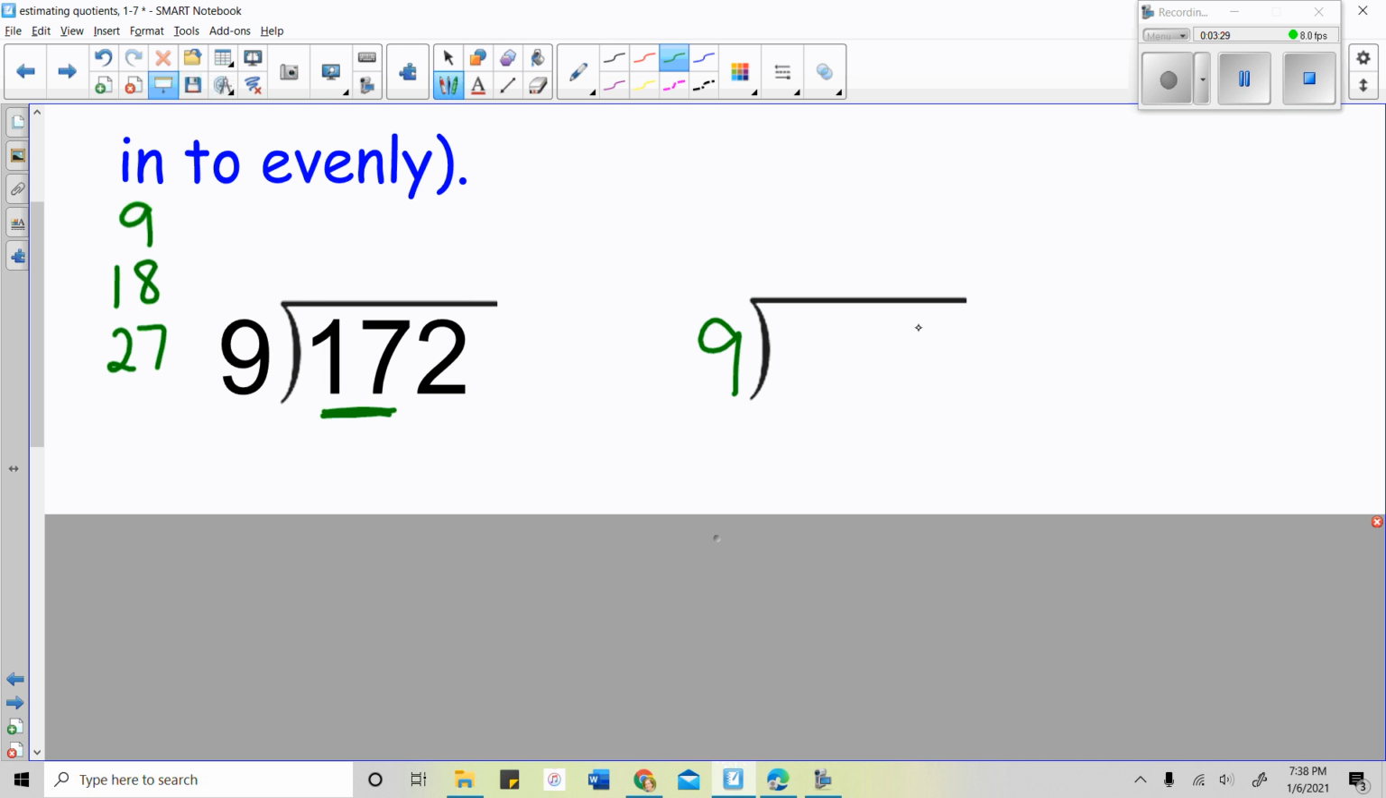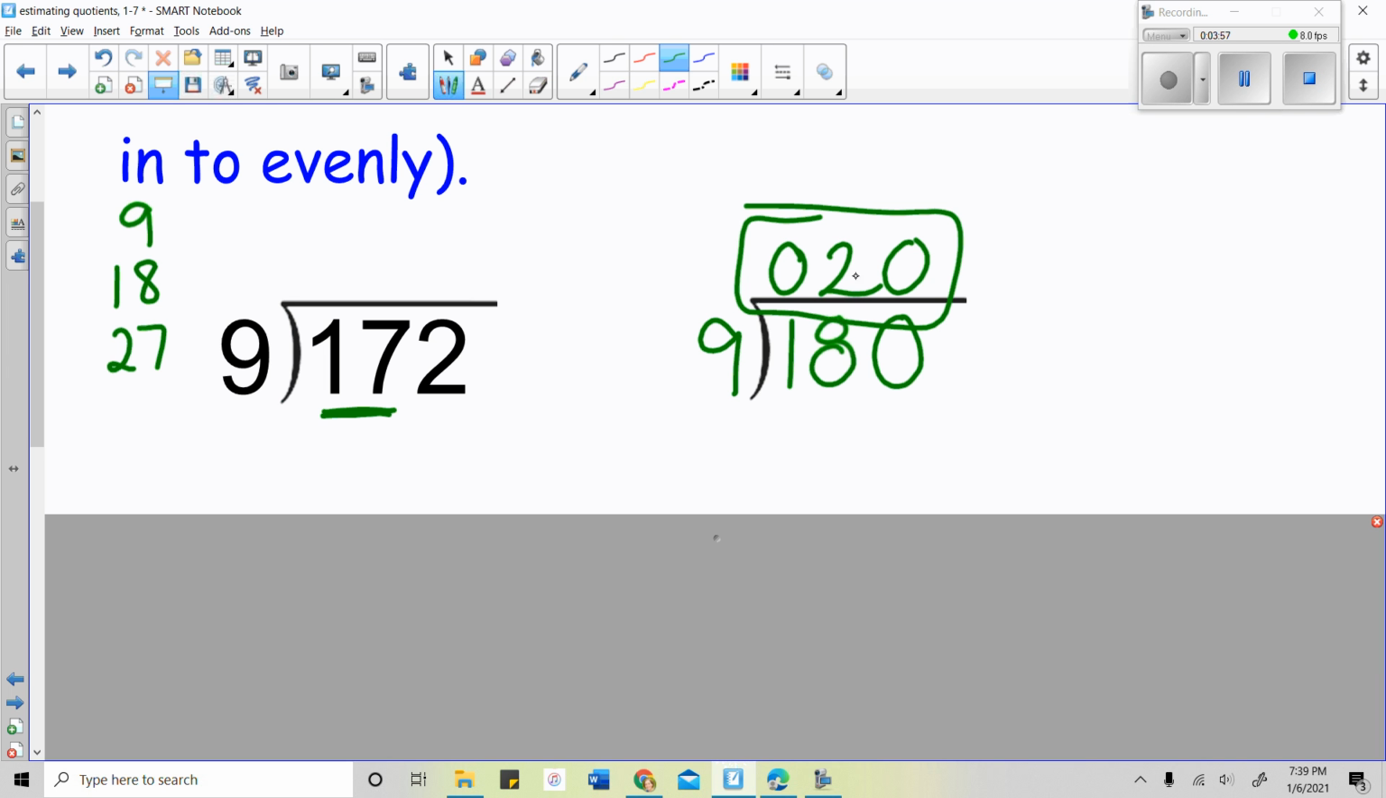So I'm going to set up a new division problem. The 9 is not changing, it stays the same, but I'm going to change the 17. Now looking at those times tables, the closest thing to 17 is 18. And it doesn't matter if the closest number is bigger or smaller, it just needs to be the closest. And then I need a 0 on the end. So 9 will go into 1 0 times, into 18 2 times, and into 0 0 times. So my estimate is 20, because 20 times 9 is 180.